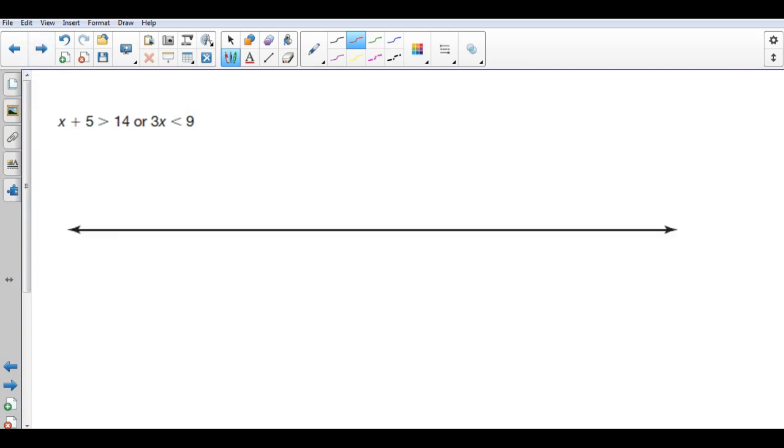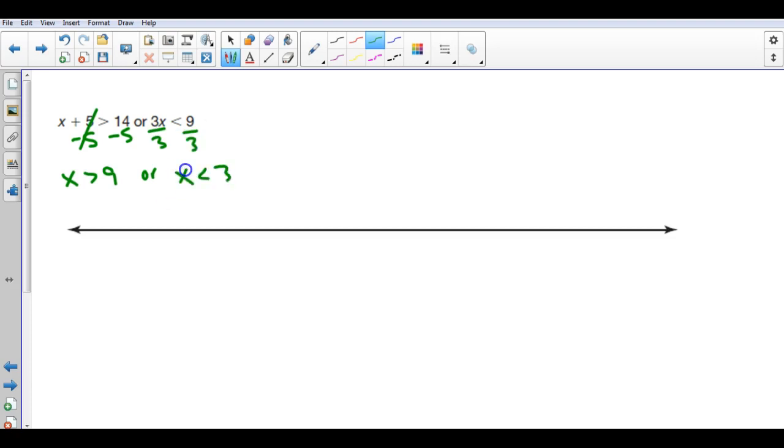Next one, we do have an "or". So these are two separate inequalities. I'm going to solve them separately. First one, I'm going to subtract 5 on both sides. So I get x is greater than 14 minus 5 is 9. Bring down where it says the word "or". And then with this other one, I'm going to divide both sides by 3. So x is less than 3.